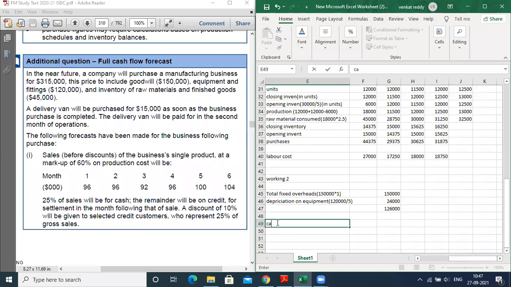So the total fixed overheads for the complete 1 year is 1,50,000. How I got it is the number of units into $1 per unit, so it comes to 1,50,000. And from that I will be deducting the annual depreciation. The cost of asset is 1,20,000 and the life of asset is 5, so I got 24,000 as depreciation. If I deduct the non-cash expense from 1,50,000, I get 1,26,000. Now I need to calculate the cash outflow towards the fixed overheads. So for 12 months it is 1,26,000. For 1 month, divide by 12. So the cash outflow for 1 month will be 10,500. Is that clear? Yes.